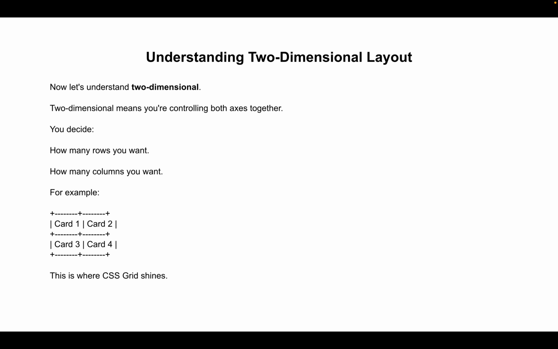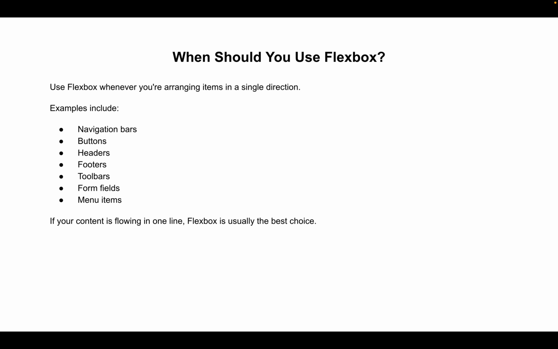Understanding two-dimensional layout. Now let's understand two-dimensional layout. Two-dimensional means you are controlling both axes together, the x-axis and y-axis together. You decide how many rows you want and how many columns you want. For example, like that. This is where CSS Grid shines.